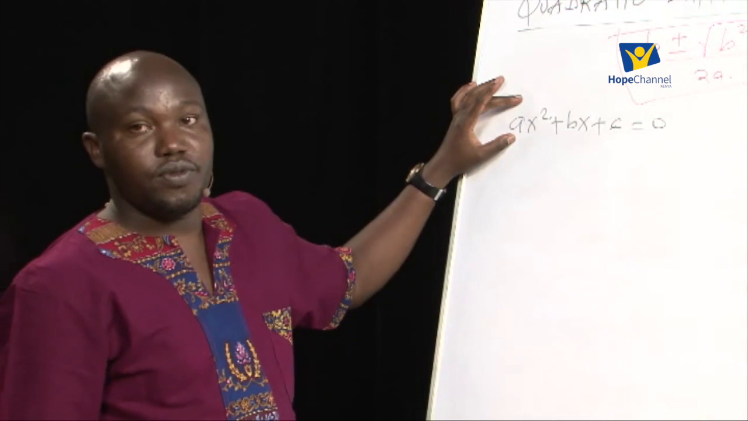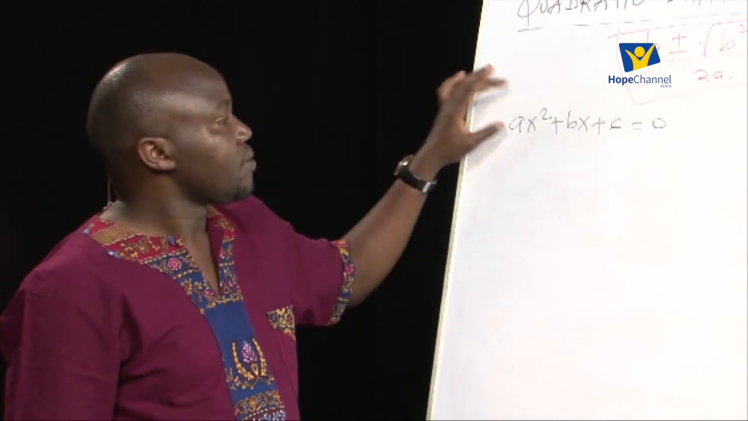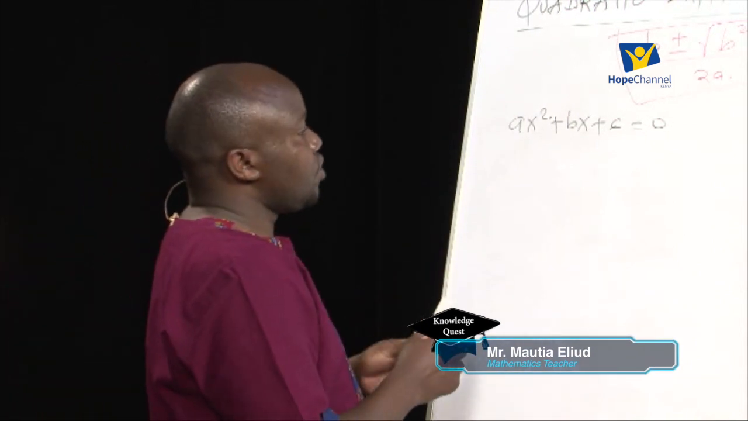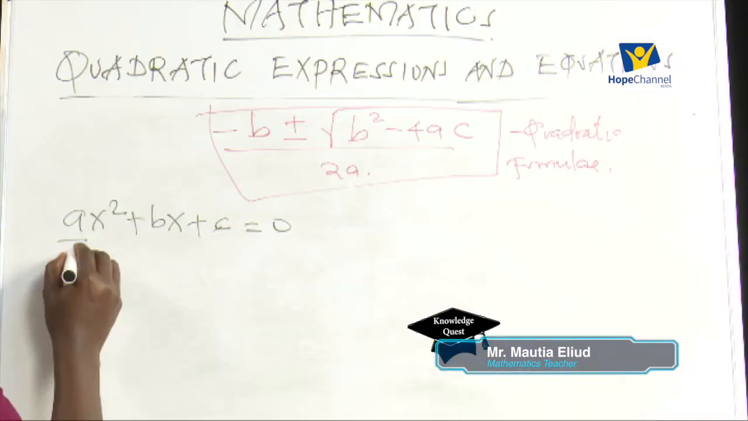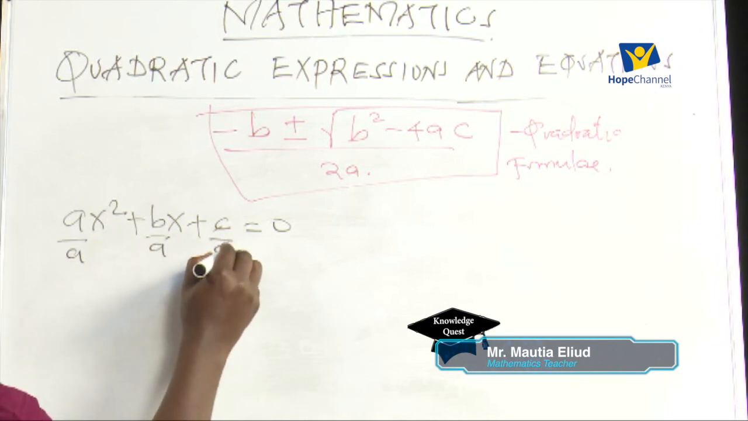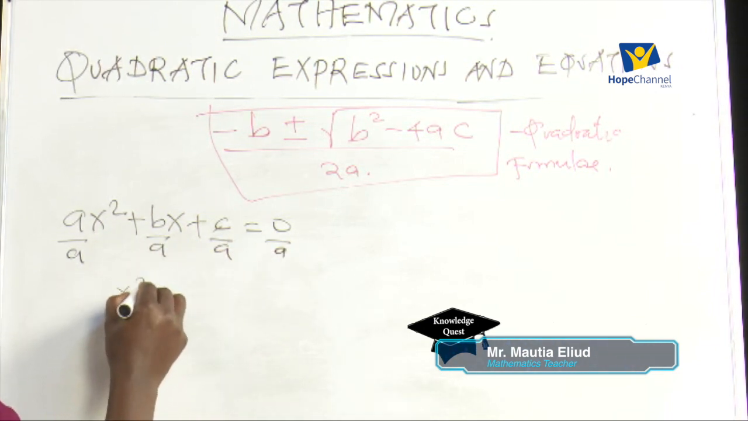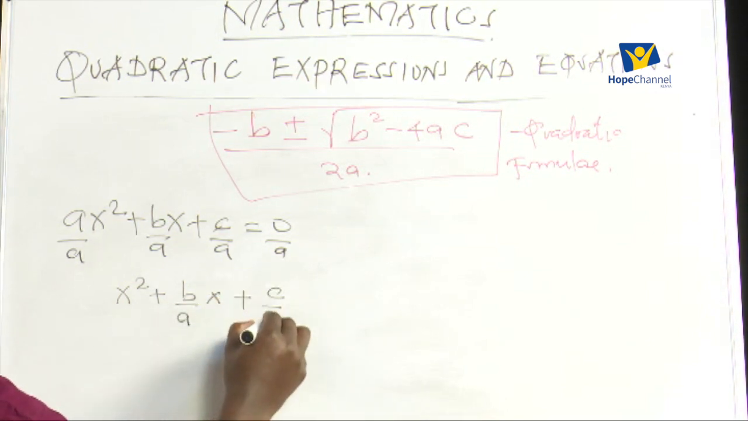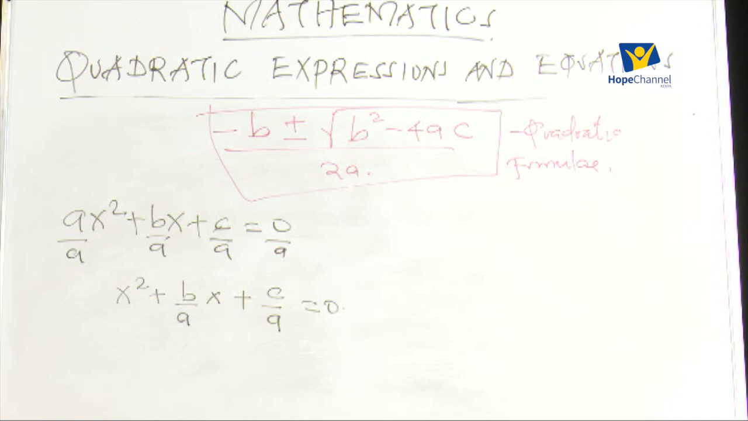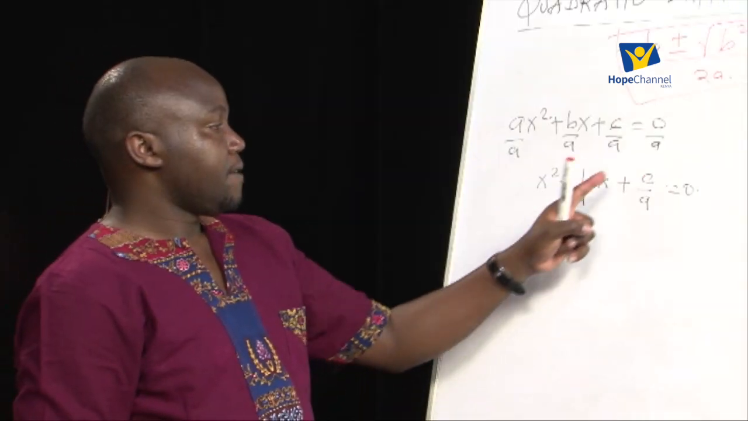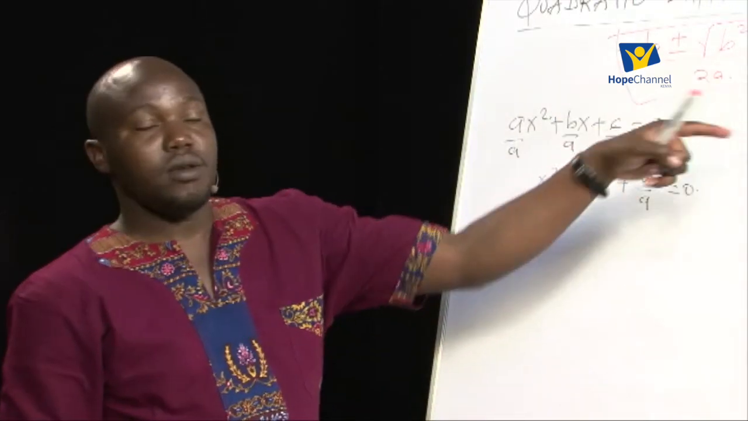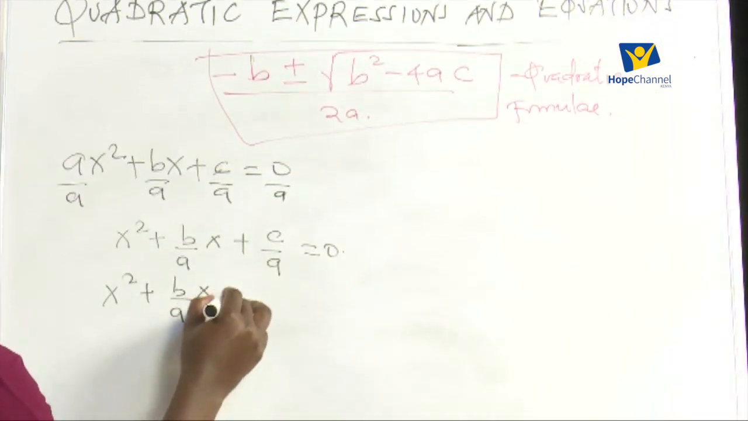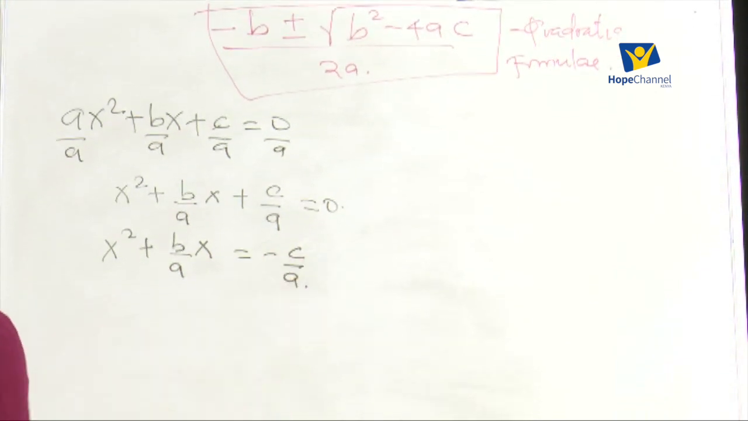Now what is the first rule for completing square method? Is to ensure coefficient of x squared is 1. That means we are going to divide through by a. So divide by a, divide by a, divide by a, divide by a. I'm going to have x squared plus b over a x plus c over a is equals to 0. Second rule, take the constant c to the other side of the equal sign. So we have x squared plus b over a x is equals to negative c over a.